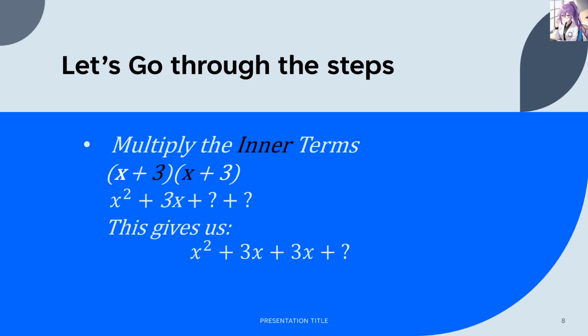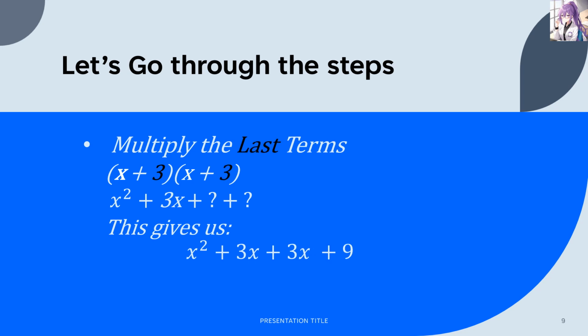Once we have gone through the outer terms, we now go on to the I step and multiply the inner terms. And once again, we have 3 times x, which will give us so far x squared plus 3x plus an unknown term.